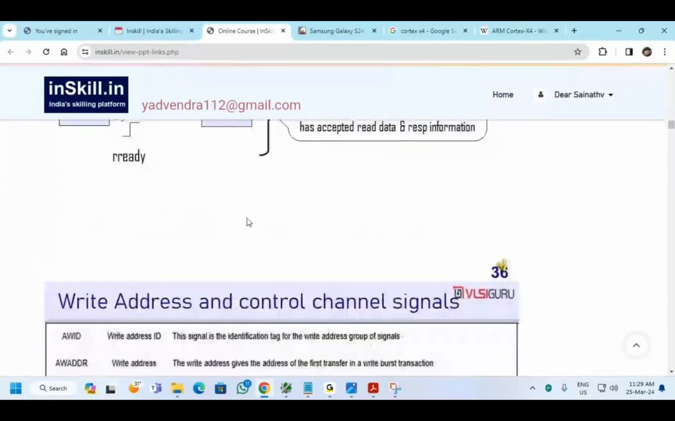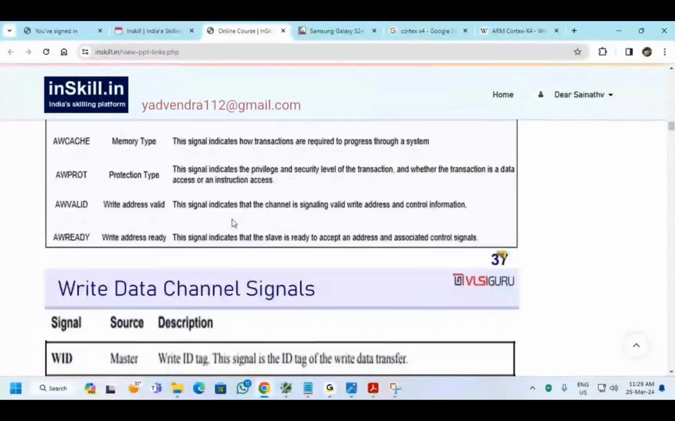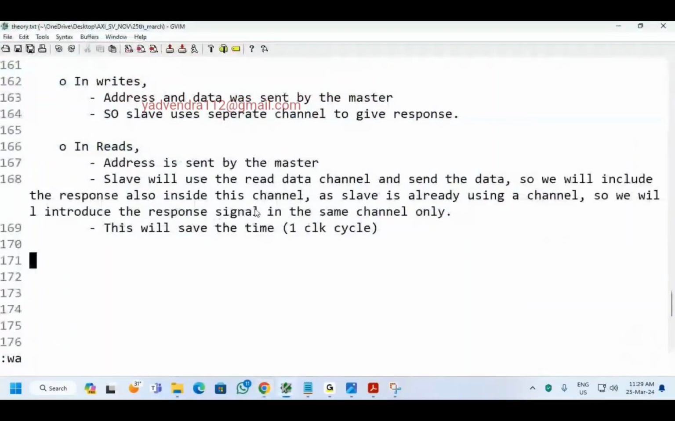Channel handshakings. Okay, so I will quickly tell what these handshakings are. From tomorrow's session we will start seeing the address channels, but the handshakings are straightforward.